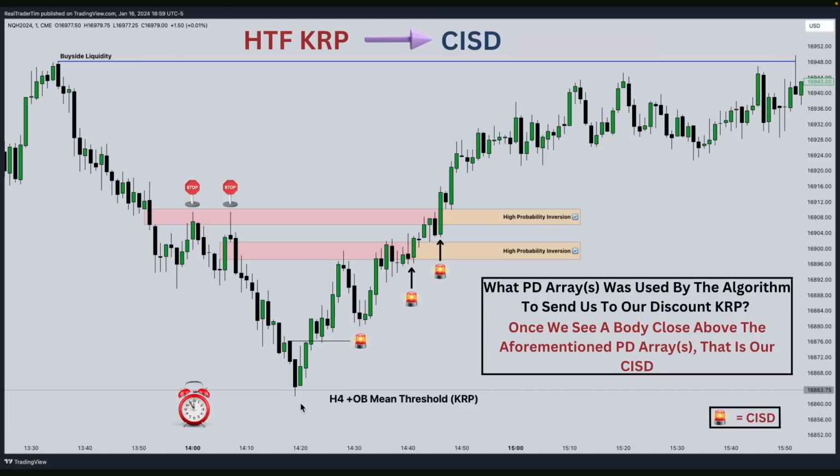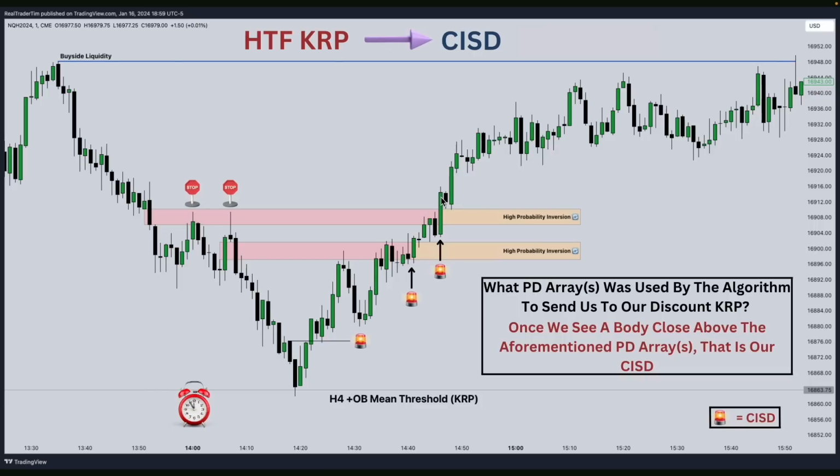After we tapped that key reference point, following the macro, what occurred? Did we spend a whole lot of time down here? No, we tapped it, and then we have what? Our change in state of delivery here. We continue higher, and then boom. What occurs right here on this candle close? Another change in the state of delivery. What occurs right here on this candle close? Another change in the state of delivery.